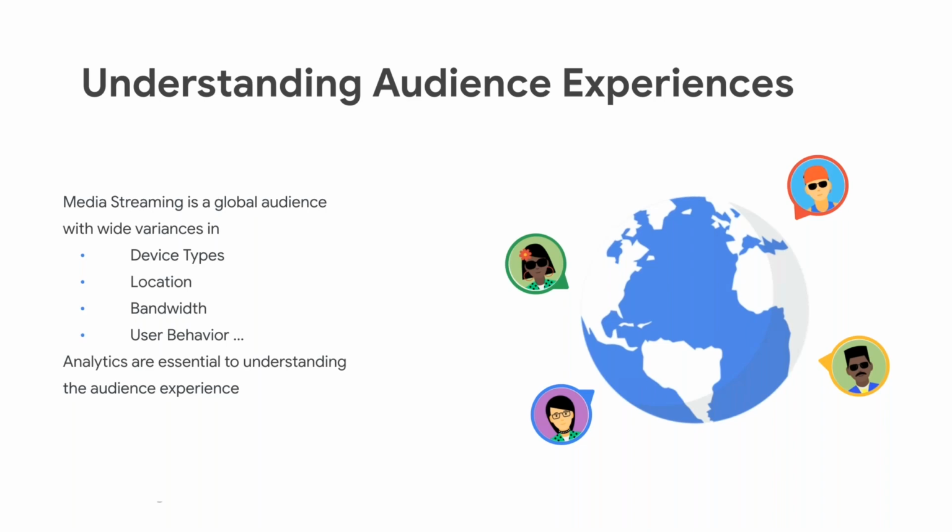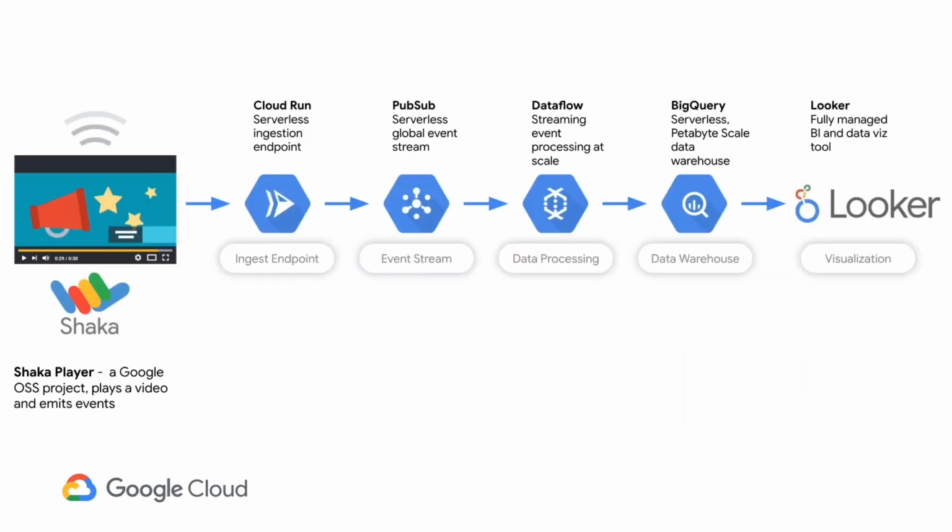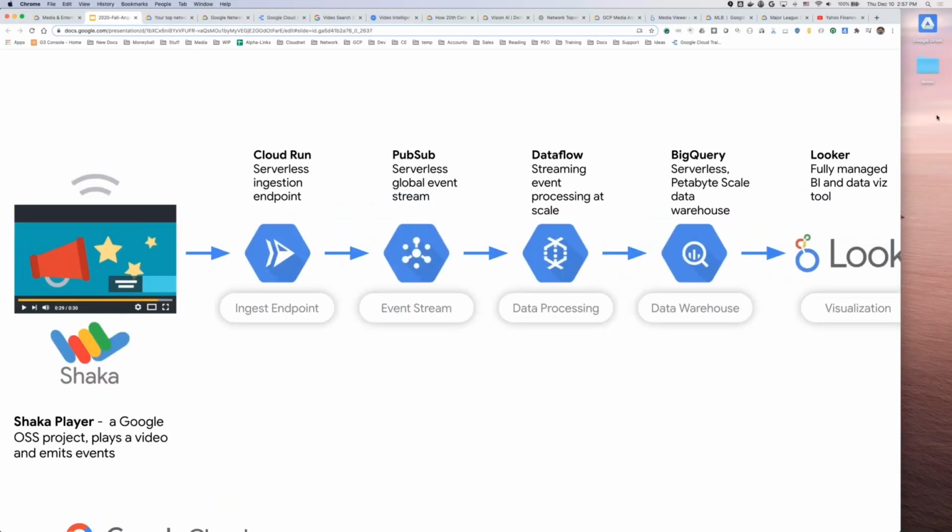So if you look at what we do in this demo, we kind of show the combination of BigQuery with this visualization tool called Looker, which is an incredibly powerful combination. What we do is you'll see the Shaka player, which is streaming some content, and it's emitting some events, and it's getting put through an ingestion pipeline, and ultimately it's getting visualized in Looker. So let's actually take a look at that.